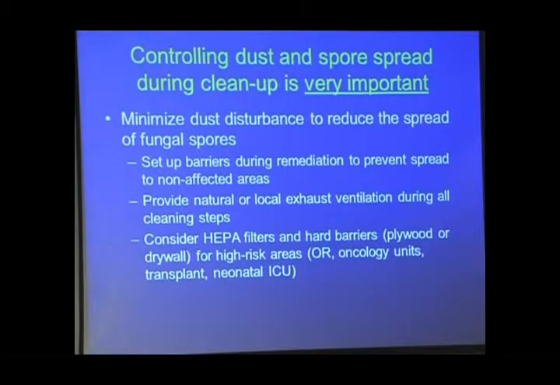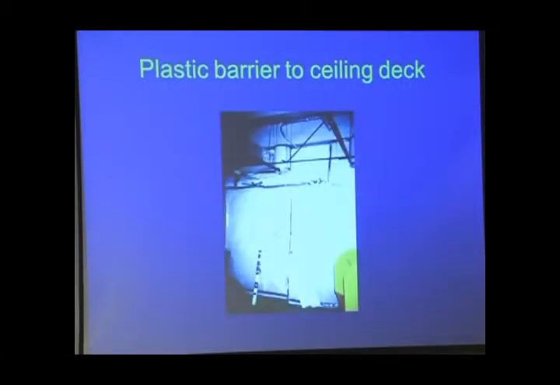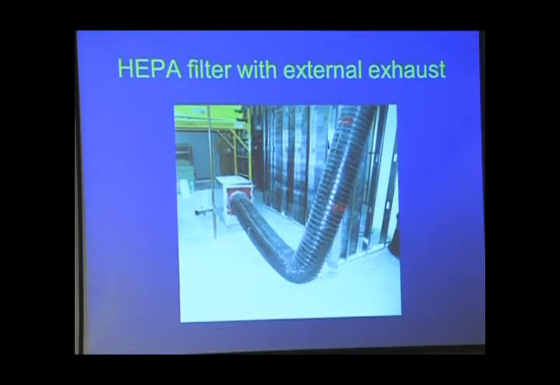And then consider using HEPA filters and hard barriers, either plywood or drywall, for work around high-risk areas: the OR, oncology units, transplant, the ICUs. This is an example of a plastic barrier to the ceiling deck. They basically go up to the concrete floor and the steel beams. And this is a HEPA filter with external exhaust.